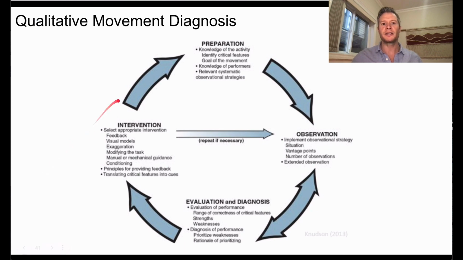Okay, and ultimately what we end up with is a nice cyclic model for the QMD where we have some sort of preparation or knowledge gathering, we observe the skill, we evaluate and diagnose what does and doesn't need correction, and then we give our intervention. And we repeat that as needed, going back to the preparation phase every once in a while.